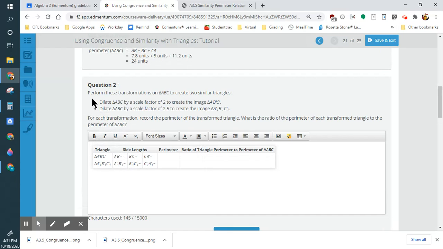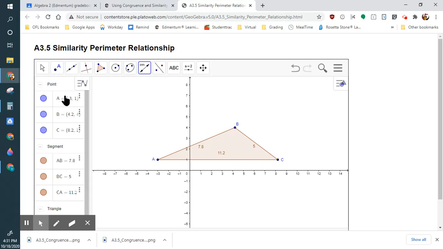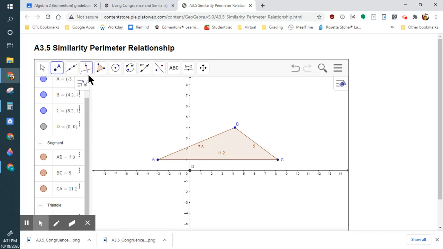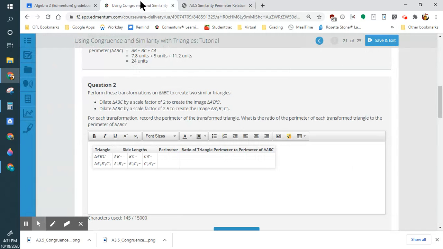Oh, we're doing 2 things again. All right, so first things first, we want to dilate it by a factor of 2. So we're going to take, I'm just going to make a random point. I won't make it random, I'll just make it here. And ratio of the perimeter, blah, blah, blah.